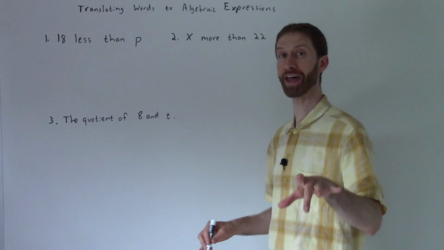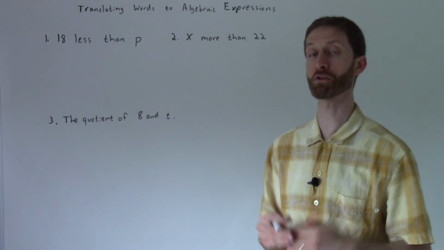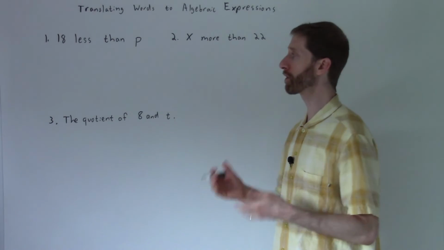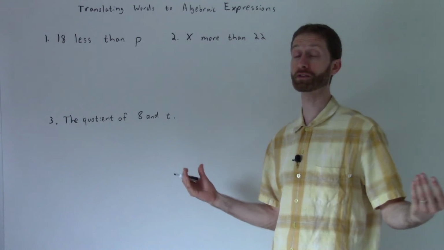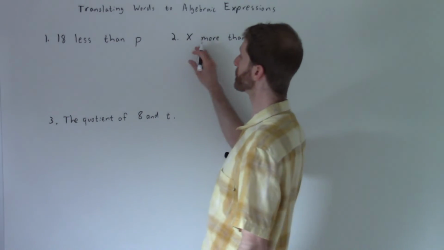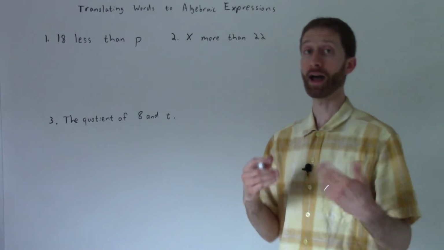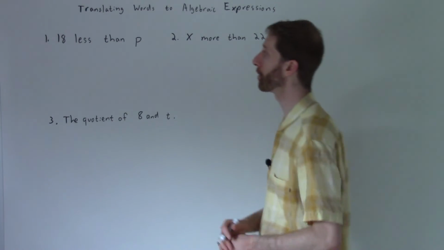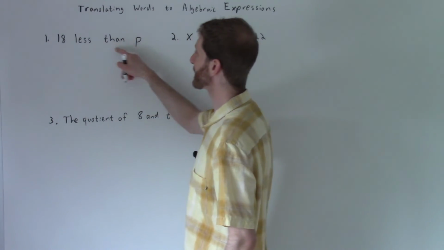In case you didn't have enough, I figured I'd throw in a couple extra bonus problems just to help you out with the translations. It's a very important concept and some students struggle with it, so here's a little bonus material for you. We're going to translate each of these word expressions into algebraic expressions. Here we go. 18 less than P.